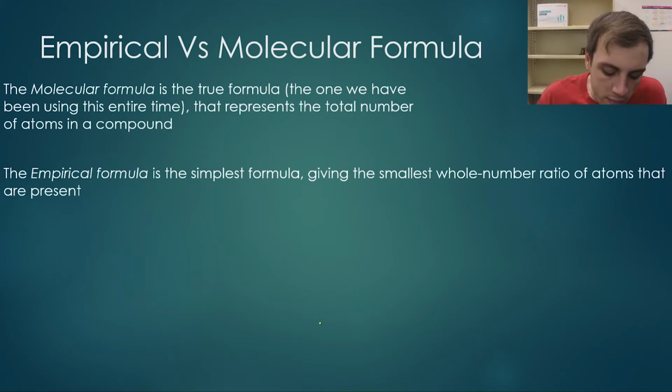However, our empirical formula is known as a simplest formula. So it gives you just the smallest whole number ratio of the atoms that are present. So this one is a lot simpler to write down and use.